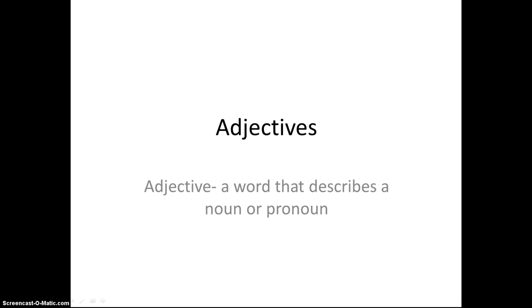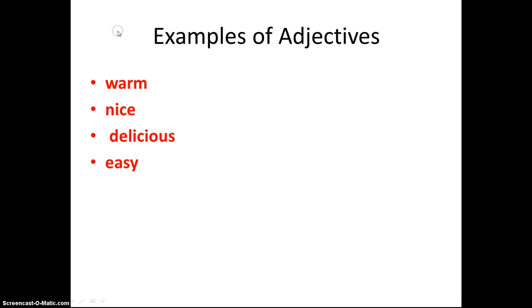For example, if you were writing this sentence, Emily went with Miss Taylor to the store, you may say Emily went with her to the store, and her is used as a pronoun in place of Miss Taylor's name. Okay, so let's talk a little bit more about these adjectives that describe nouns or pronouns.